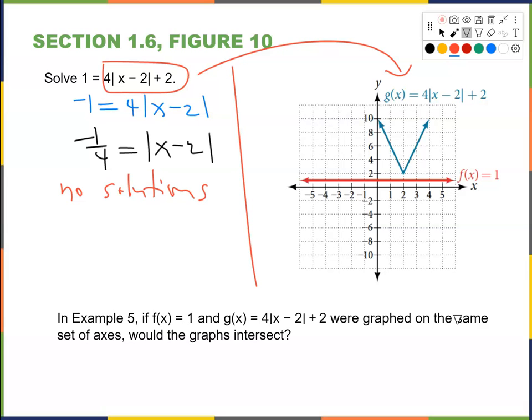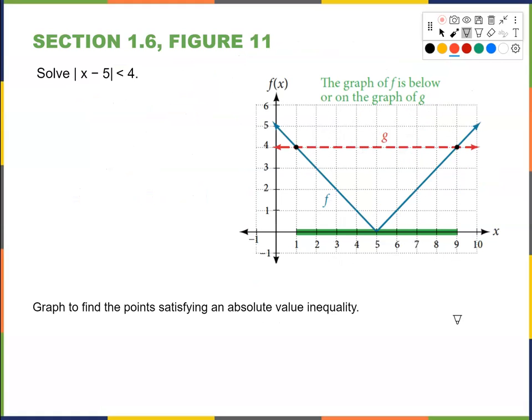And based on this V graph, the absolute value graph, look at 1. When y is 1, there's nothing here. You see a horizontal line here. It's not touching this graph. So that's why you have no solutions. So that is to answer example number 5. If f of x is equal to 1 and g of x equal to 4 times the absolute value of x minus 2 plus 2 were graphed on the same set of axes, would the graphs intersect? No. So when they do not intersect, then no solutions.